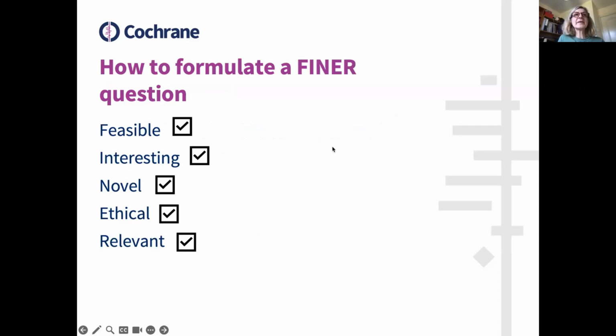So you should make sure that your review is feasible. You need to think about the resources that you have to do the review. You need to think about how big the evidence base is likely to be, how many studies you're likely to include in your review and whether that's feasible. You don't want to ask a question that you can't realistically answer because it's too big. And also you don't really want to ask a question that's impossible to answer because there is no existing evidence.